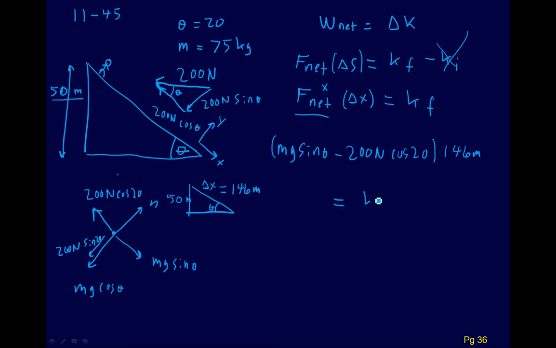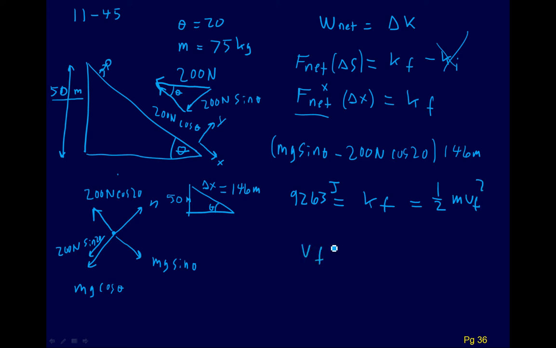And we're going to set that equal to our K final. Going through and doing this, again, the mass was 75 kilograms, so you can do this with me if you want: 75 times 9.8 times sine of 20 minus 200 times cosine of 20, then all of that times 146. So the total work I get being done here is about 9,263 joules equals K final. And of course that would be 1/2 m velocity final squared.